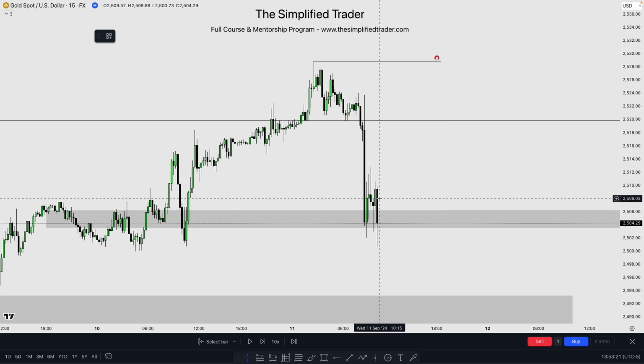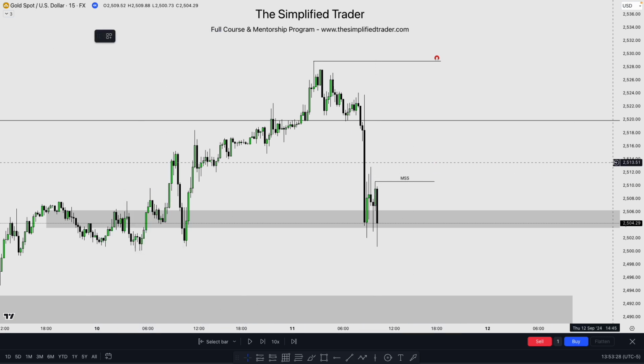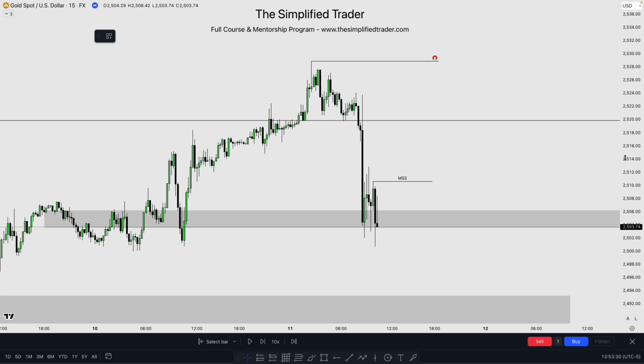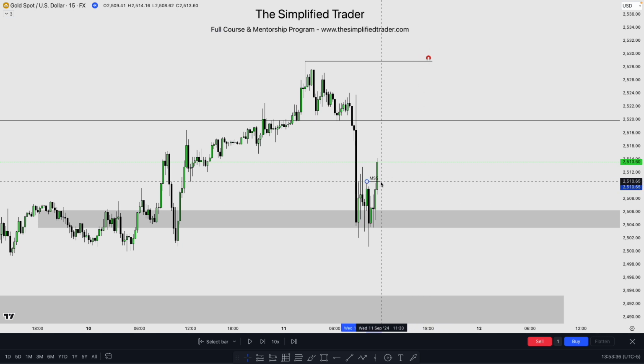What do we have here? We have a candle that sweeps liquidity. As soon as we close above this swing high, that becomes my valid market structure shift. Let's wait for that to happen. Do we get it? And there we do, we get it.